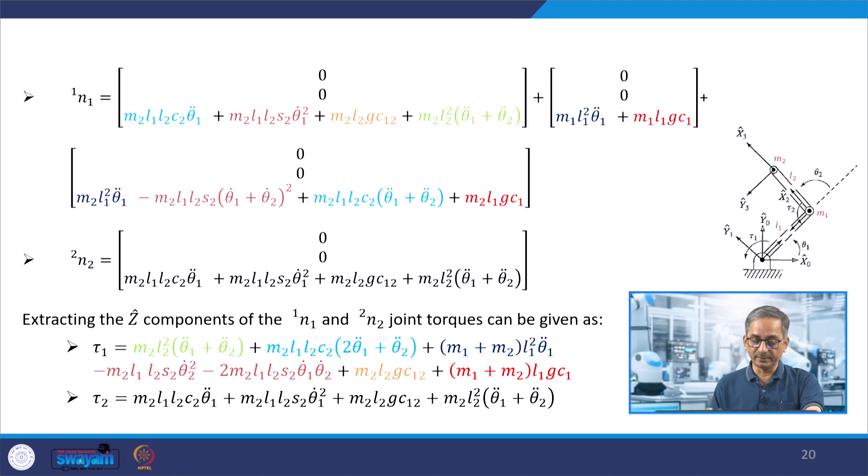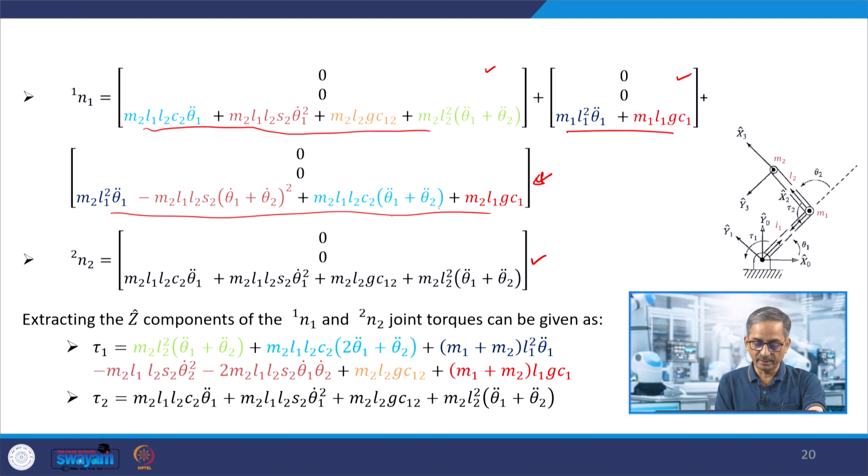So, if we do that, then this is the simplified expression for the third term which comes, this is my first term and this is my second term, okay. And so, this is what I am getting for my N11, okay, and N22 we have already evaluated, alright. Now, in order to get the joint torque, I extract the Z components, okay. So, for the first joint, I can extract all these Z components, okay. So, this is that expression, the extracted Z component for the first joint and this is for the second joint.